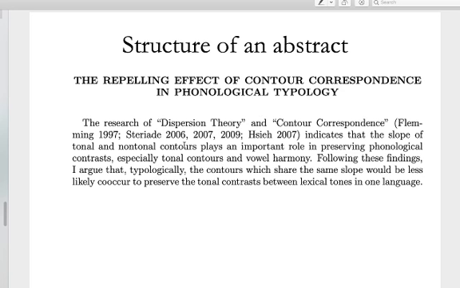So even as somebody who really works in this narrow area, I have a good understanding of what both of these theories are. I've read most of these papers. Two of these people are my dissertation advisors. I'm not sure what this abstract is talking about, right? So the slope of tonal and non-tonal contours is going to be a highly technical phonetic concept.